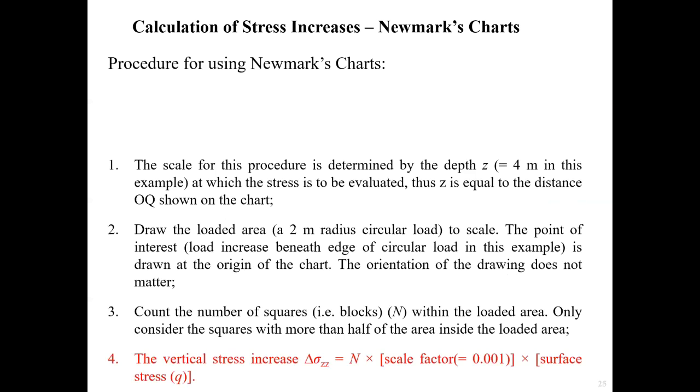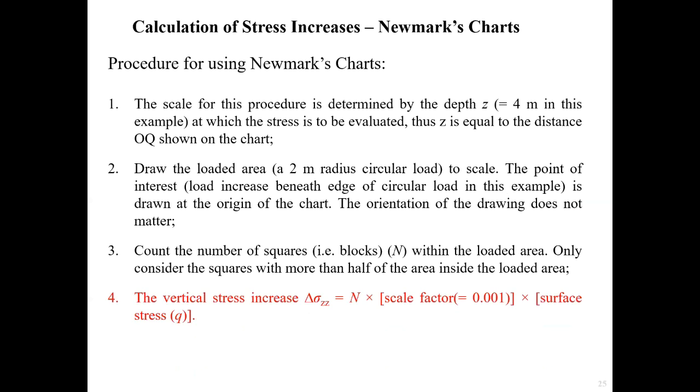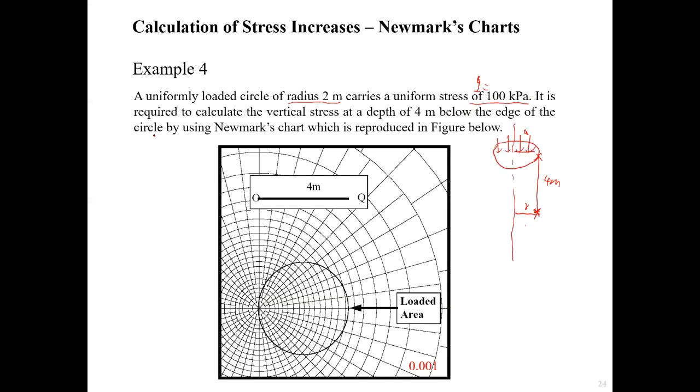Maybe firstly, I need to give you a brief procedure for using the Newmark's chart. Firstly, we need to find the depth Z, which is normally provided. It is provided in this example, 4 meters, at which the stress is to be determined. Z is equal to the distance OQ. OQ is normally provided in this chart, to confirm the length. So if your Z is 4 meters, that's your Z value.